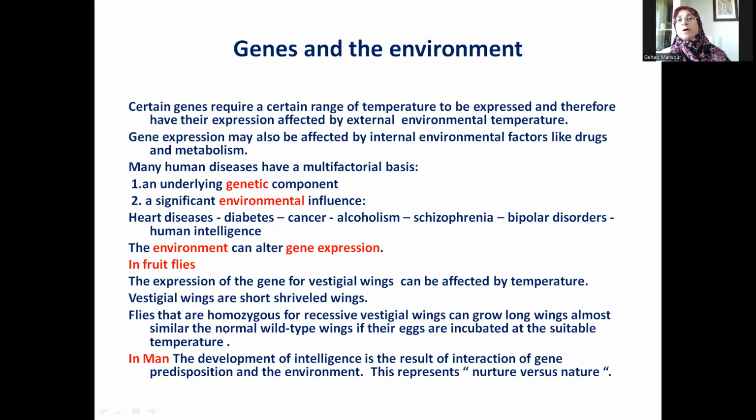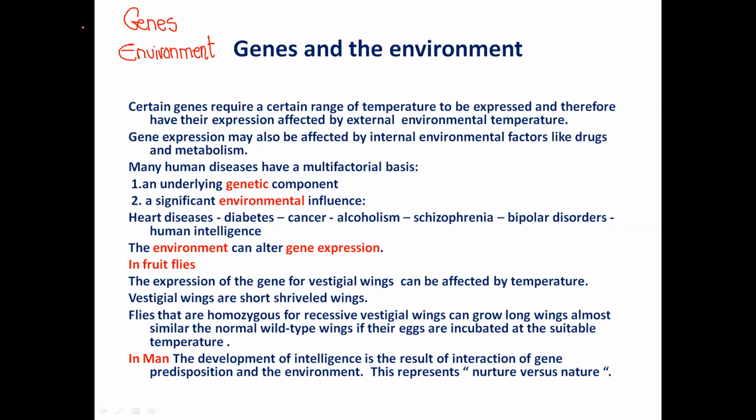And now we're going to talk about the genes and the environments. As we said before, there are two factors that affect a trait. The first factor is the gene, and the second factor is the environment. So in order for a gene to be expressed, you should have the suitable environmental conditions for that gene to be expressed, meaning that the environment is very important in determining the way the gene will be expressed.